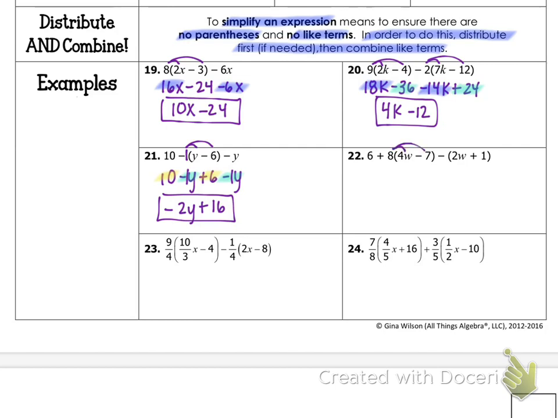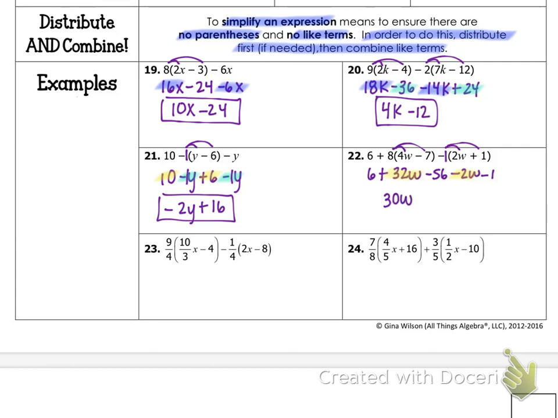Okay, now we're going to distribute here. So, and there. Remember, there's also a -1, so we're just changing the signs here. So I'm going to bring that 6 down, and then 8 times 4 is 32w. 8 times 7 is -56. Minus 2w, minus 1, and then we combine like terms. So 32 minus 2w is 30w.